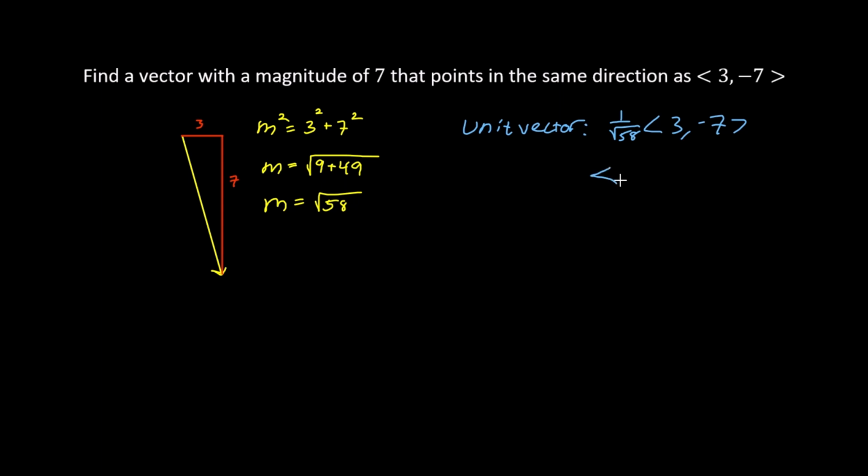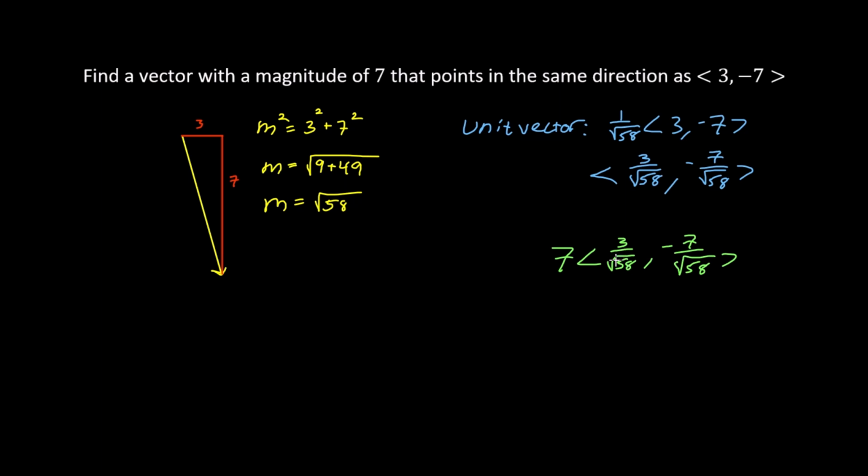So I have now effectively taken this vector and forced it to have a magnitude of 1. That's super beneficial because I want it to have a magnitude of 7. So if I take this unit vector and multiply it by 7, then I now have a vector that has a magnitude of 7. I've scaled it down and then scaled it up to the magnitude I want.